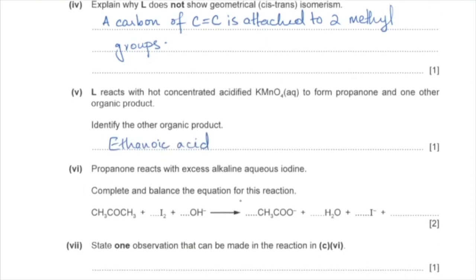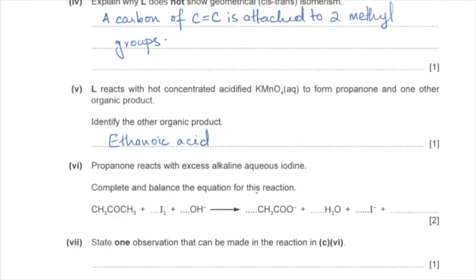Part 6, propanone reacts with excess alkaline aqueous iodine. Complete and balance the equation for this reaction. So ketone reacting with alkaline aqueous iodine will give us triiodomethane, which has a formula of CHI3. Now balancing, we'll have 3 moles of iodine here, 4 moles of hydroxide ion, which is NaOH, 1 mole of this anion, 3 moles of water molecules, and 3 moles of iodide ion.